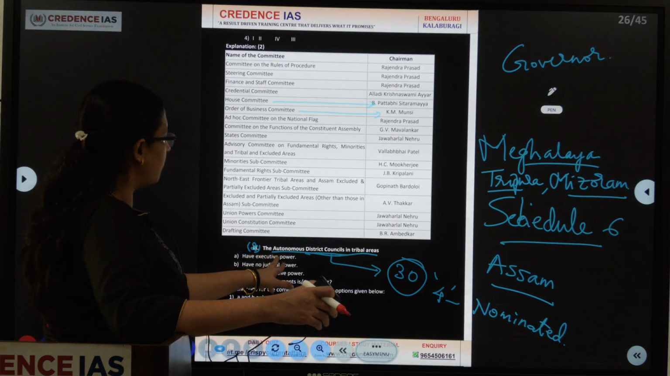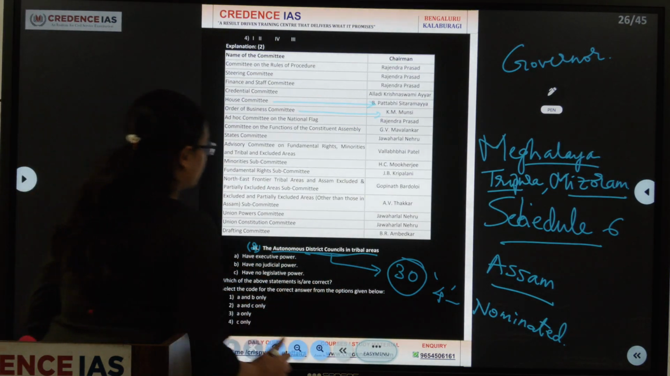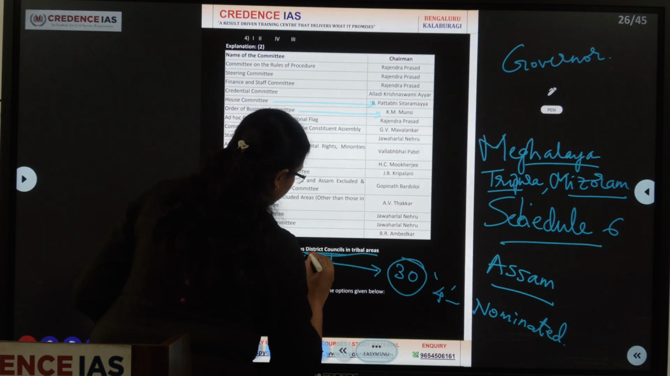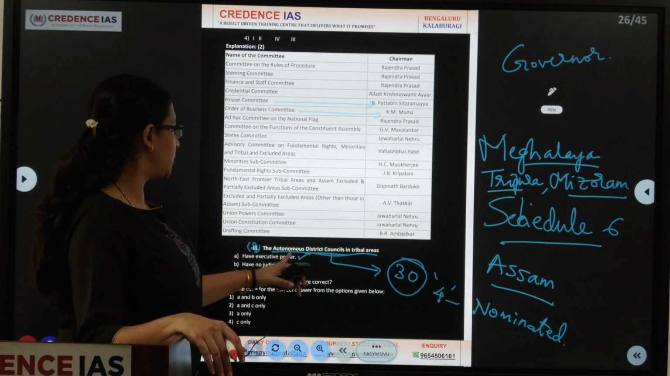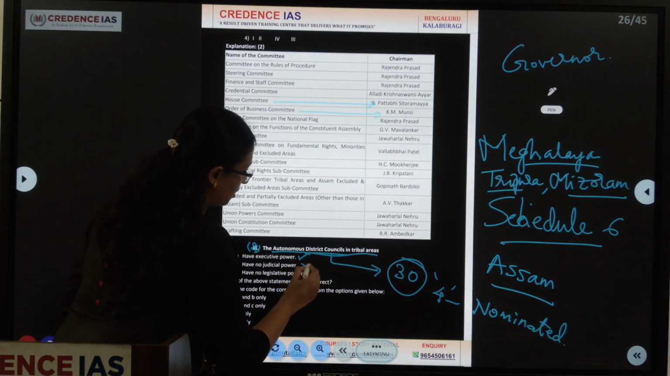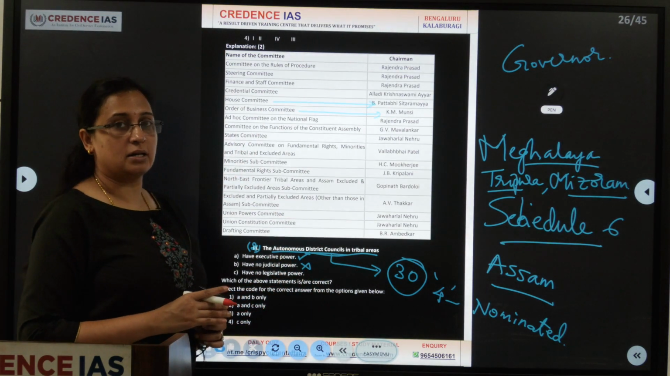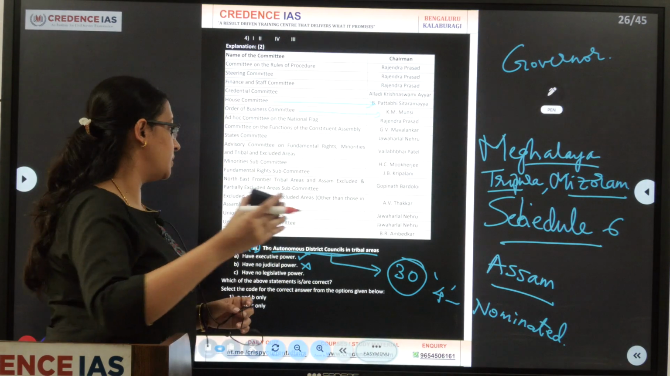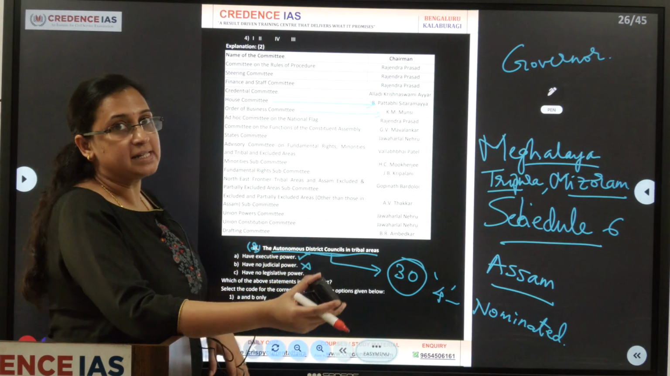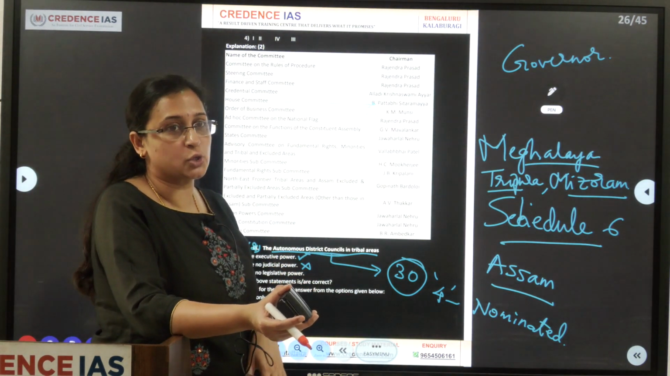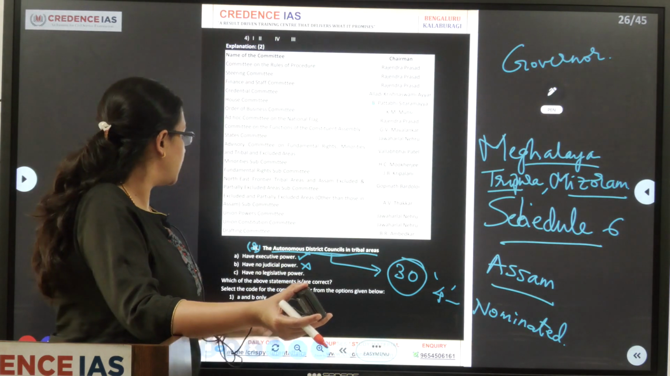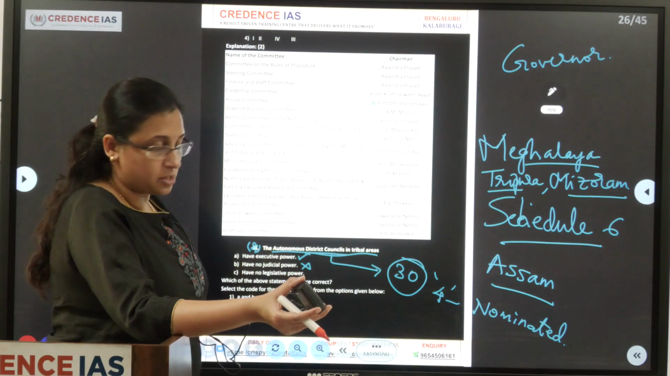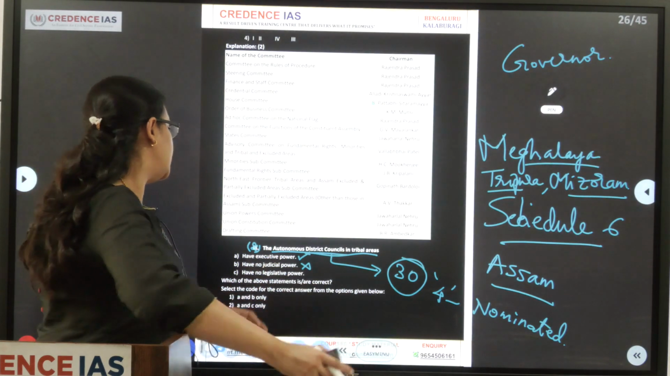Now, they have executive power. Yes, they function independently. They have executive power, have no judicial power. This is wrong, because the autonomous district councils under Schedule 6 are very much powerful. They can set up their own trial village courts and they can handle certain civil as well as criminal cases. Hence, they will have judicial power.